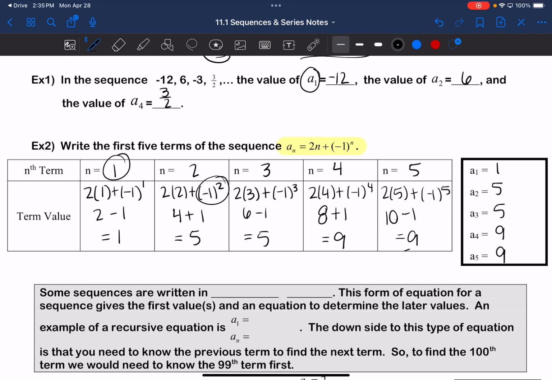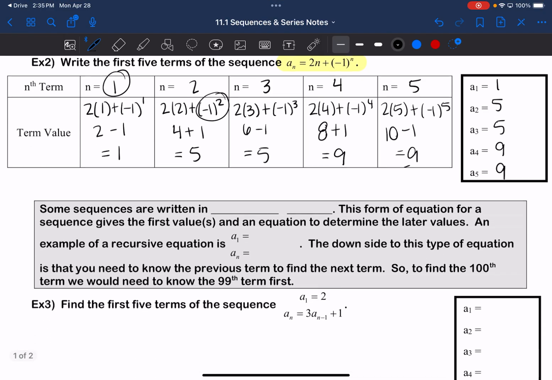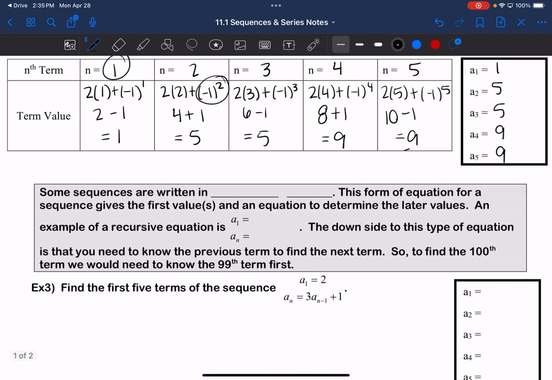All right. So if they give us the rule, it's pretty easy to figure out any term in the sequence, right? Doesn't matter which term they ask you for. If they asked you for the 100th term, all you'd have to do is plug in 100, right? Okay. It also says here that some sequences are written in what we call recursive form.